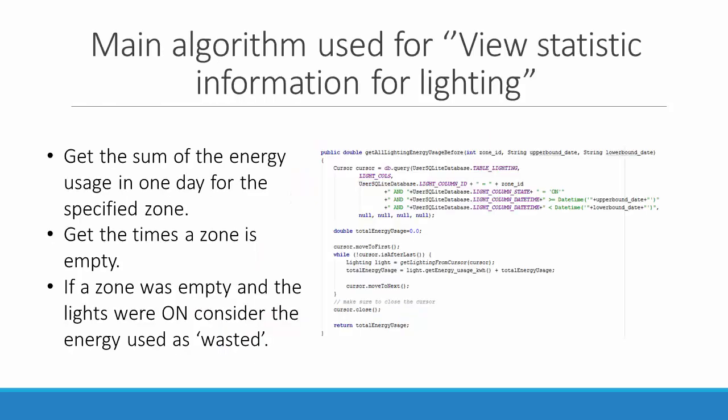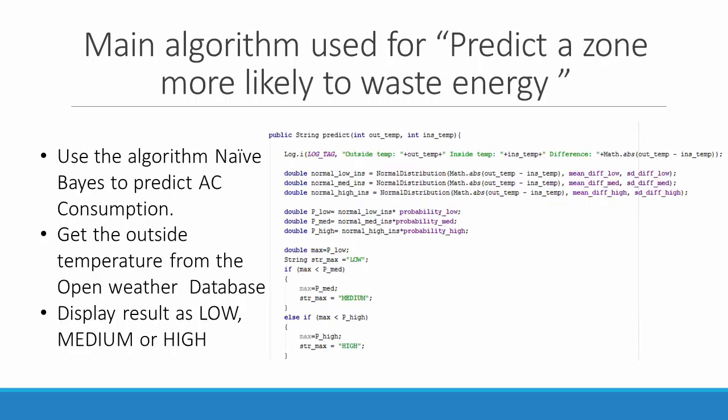The main algorithm for lighting is that we first get the sum of the energy usage in one day for the specified zone, and get the times a zone is empty. If the zone was empty and the lights were on, then we consider the energy used as wasted. The main algorithm for air conditioning prediction is that we first use the Naive Bayes algorithm to predict AC consumption, get the outside temperature from the Open Weather database, and the inside temperature is provided by the user. Then we display the result as low, medium, or high.